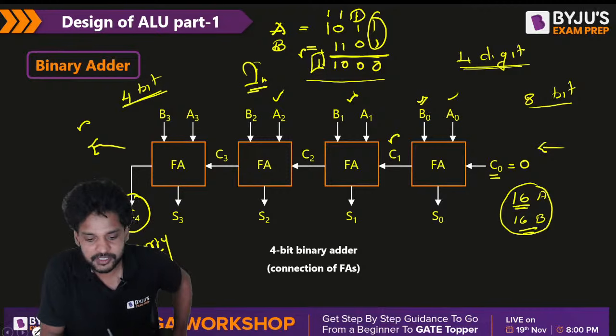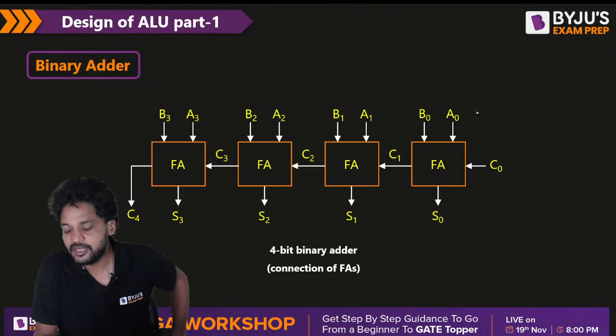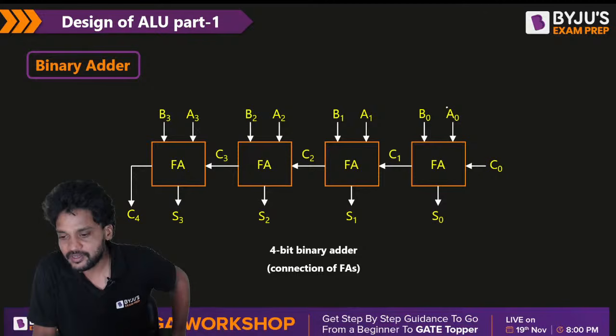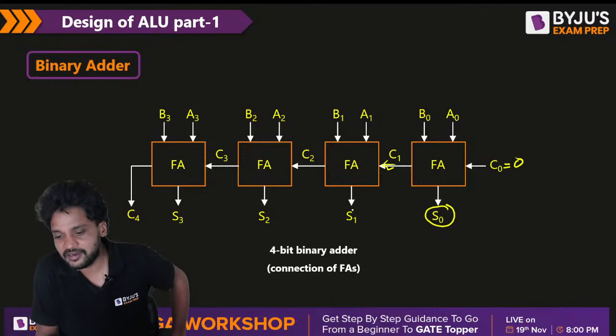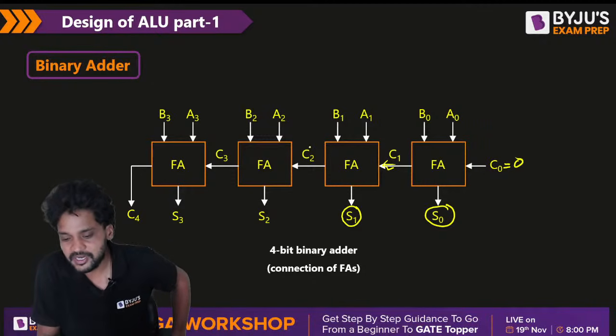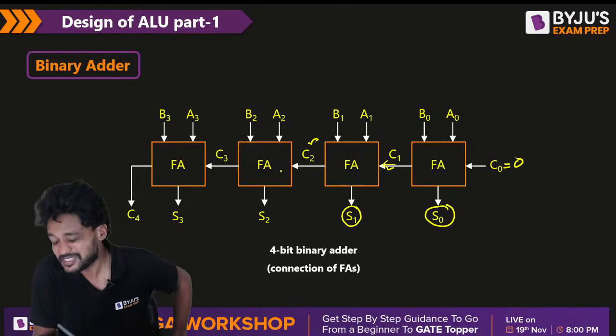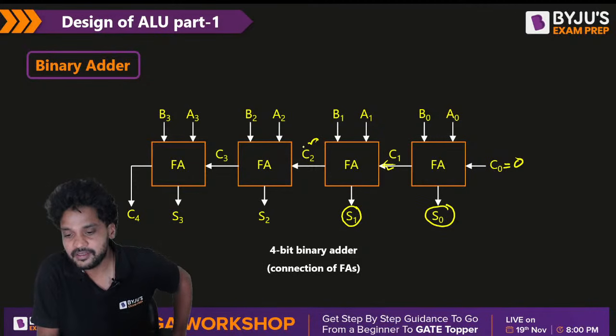So let me clear this and explain one more time. A0 and B0, the least significant 2 digits, will be applied here, and C0 will be equal to 0. These 2 digits will be added, sum will be produced here, carry will be given to the next stage. So this full adder will perform an addition between carry 1, A1 and B1. All three together will get added and sum 1 will get produced here. The carry 2 will be given to the next full adder stage.